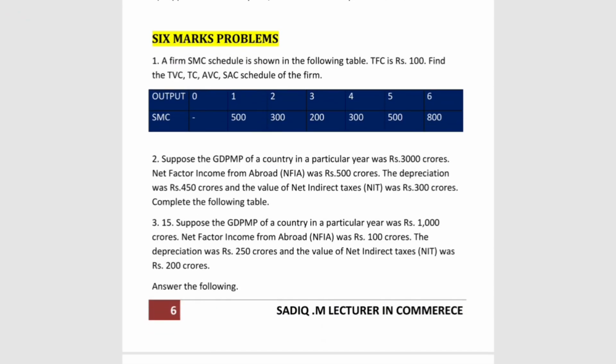The 6 marks problematic questions I have taken from production and cost. A firm's SMC schedule is shown in the following table. TFC is rupees 100. Find out the TVC, TC, AVC and SAC schedule of the firm. They will give output and SMC. We need to calculate TVC, TC, AVC and SAC of the firm.